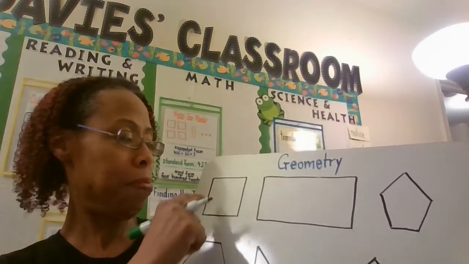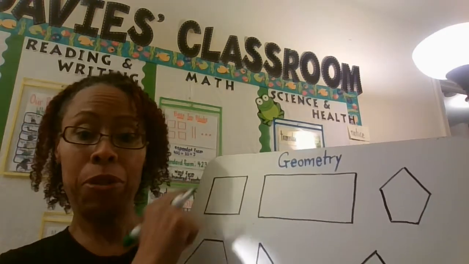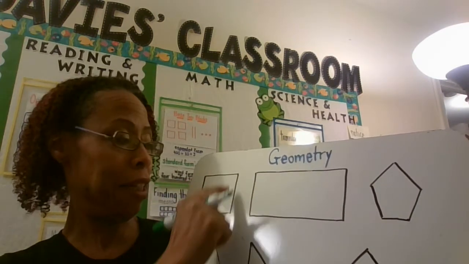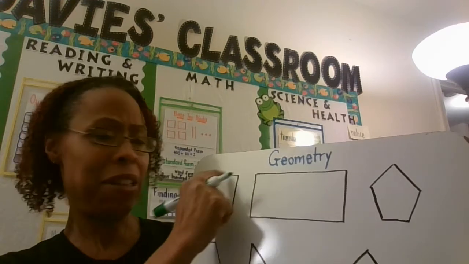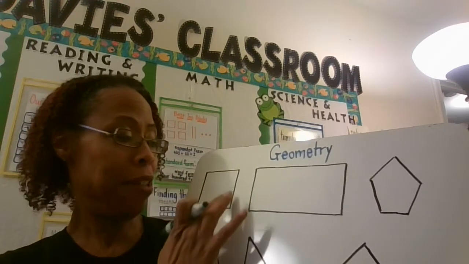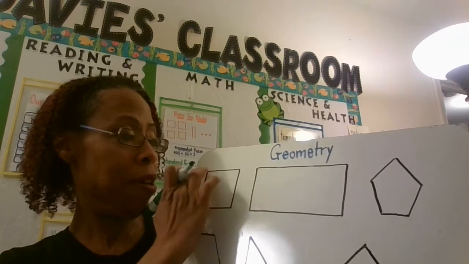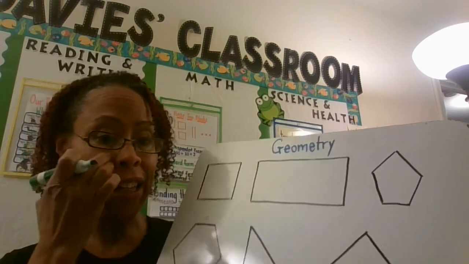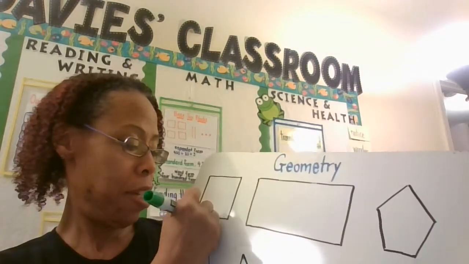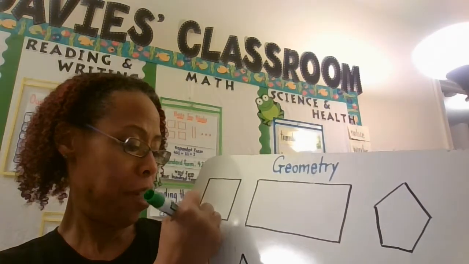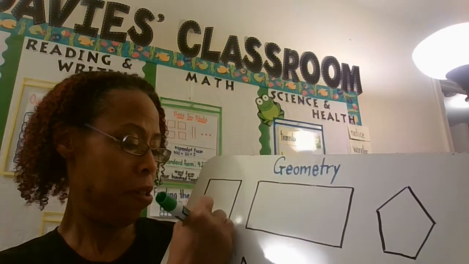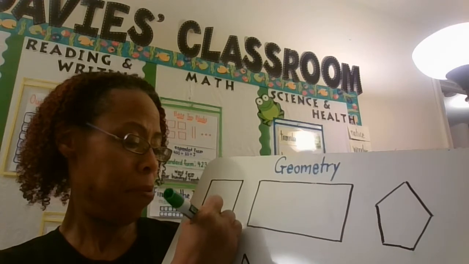So this right here, and we're going to pretend, because we don't know exactly if these are the exact same length, but we're going to say that these are all the same length. So a figure that has four sides that are the exact same length is called a square. So all sides are equal. All right, that's a square.